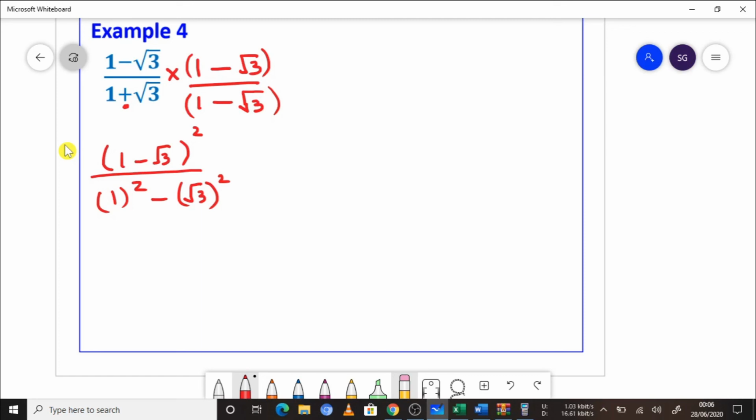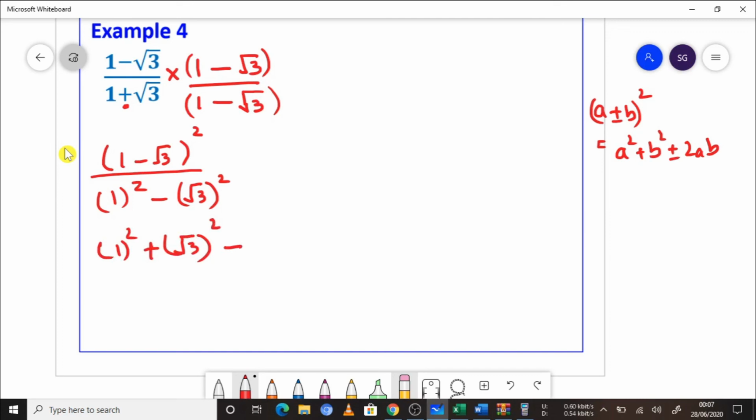If it is (a minus b) whole squared, as I already revised this identity with you, (a plus minus b) whole squared, when expanded we get a squared plus b squared plus minus 2ab. If it is plus, then it's positive 2ab. If it is negative, then we get negative 2ab. In this case, that's the case for negative here. That's 1 squared plus root of 3 squared minus, for the formula, 2 times 1 times root of 3. And all of this is divided by this.